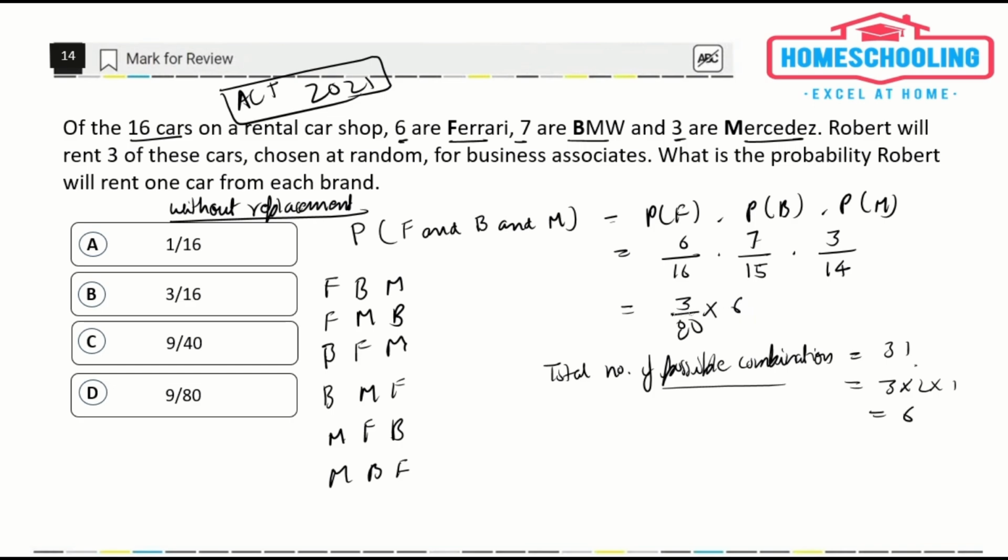So when we solve it, it is going to be 18 divided by 80. So 9 divided by 40. Option C is your correct answer. So this was the last question.